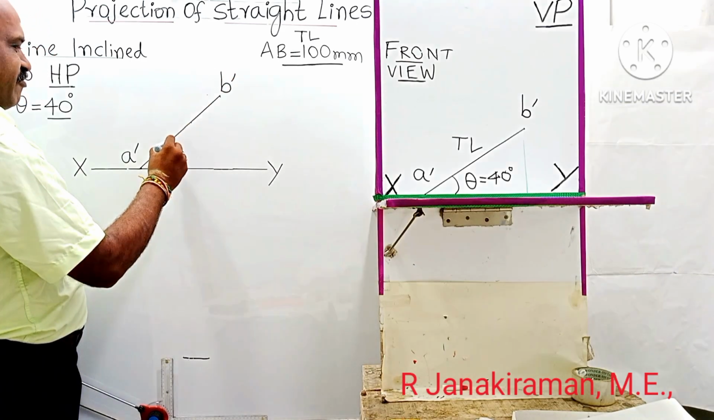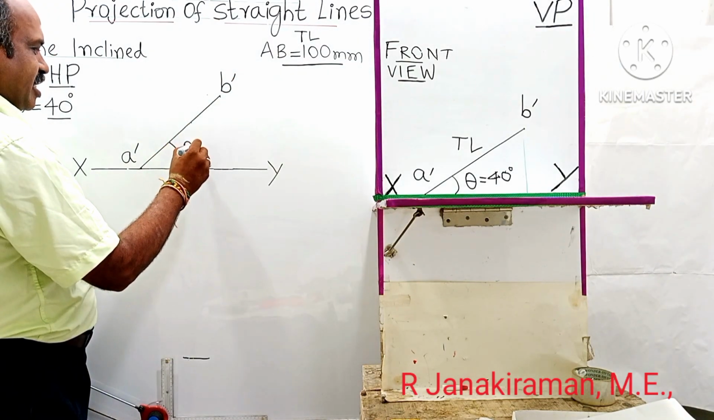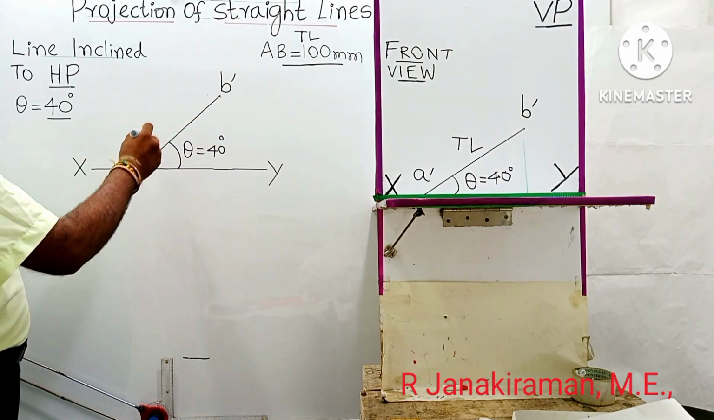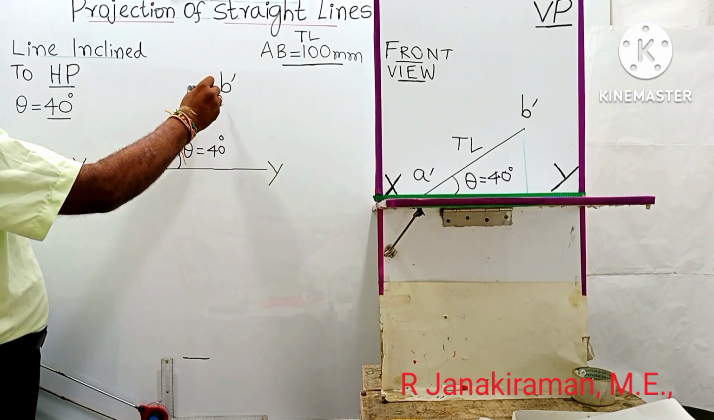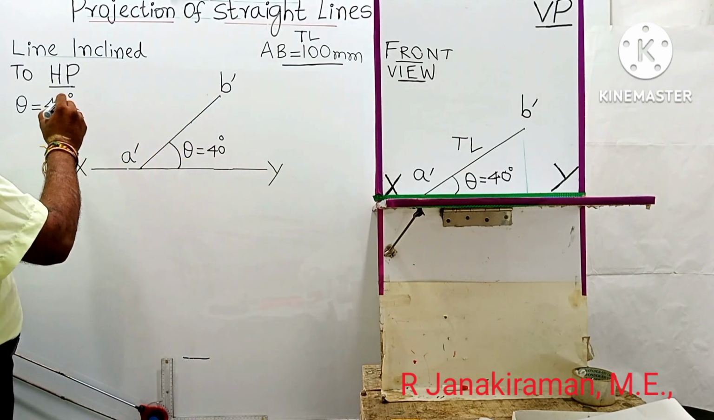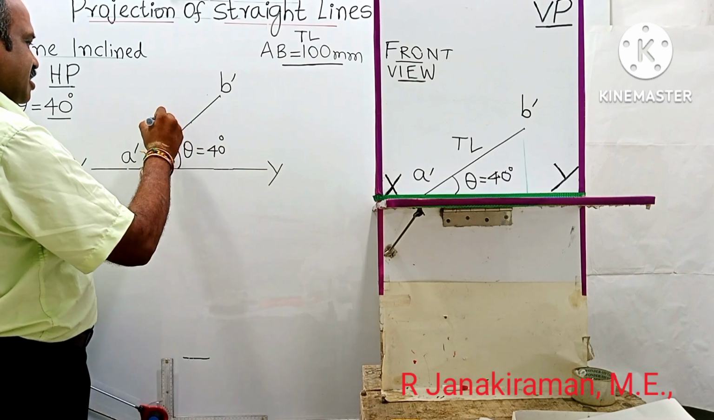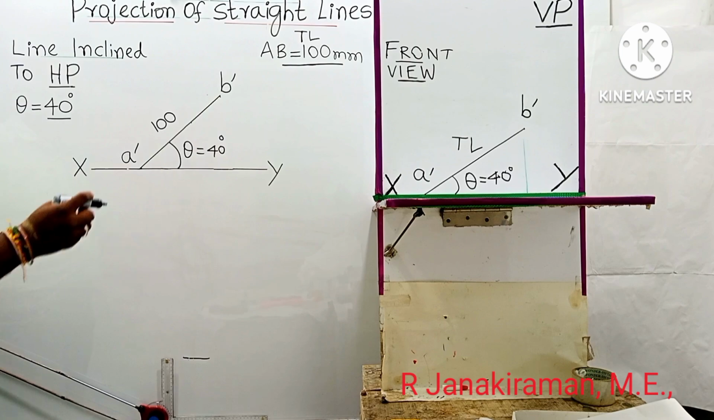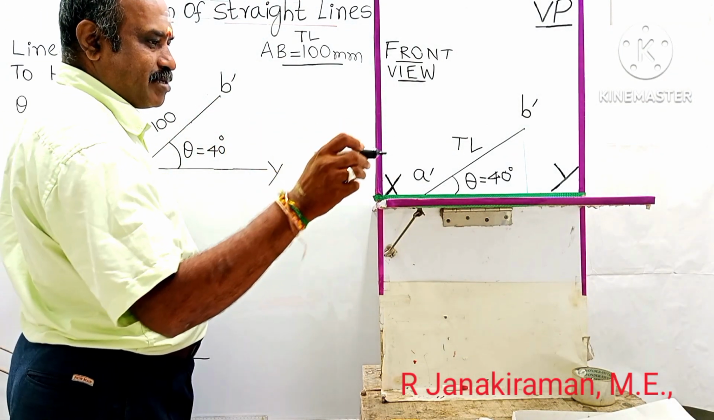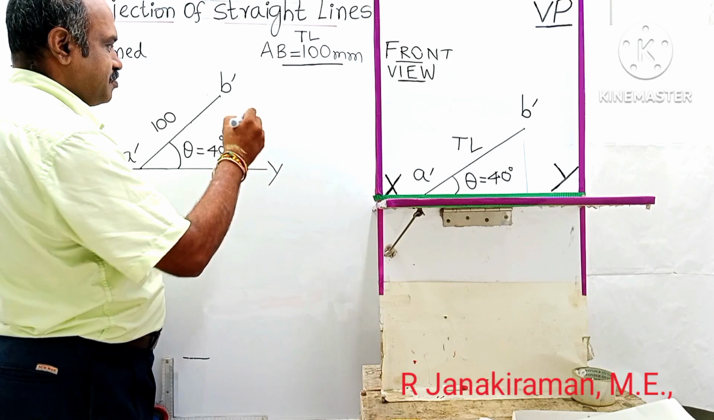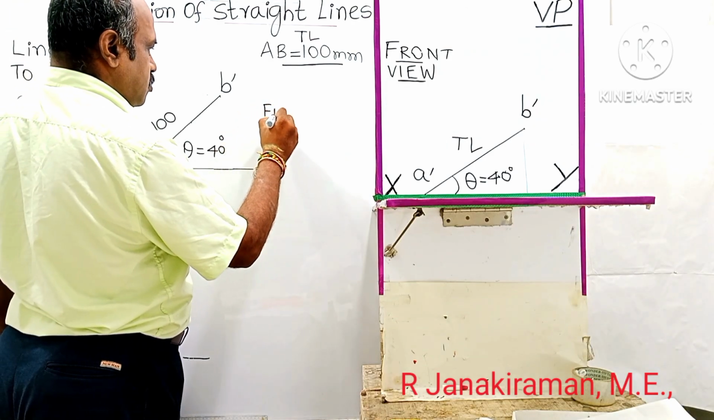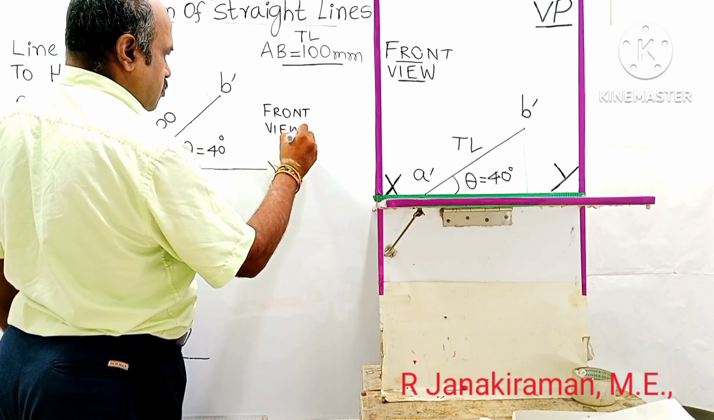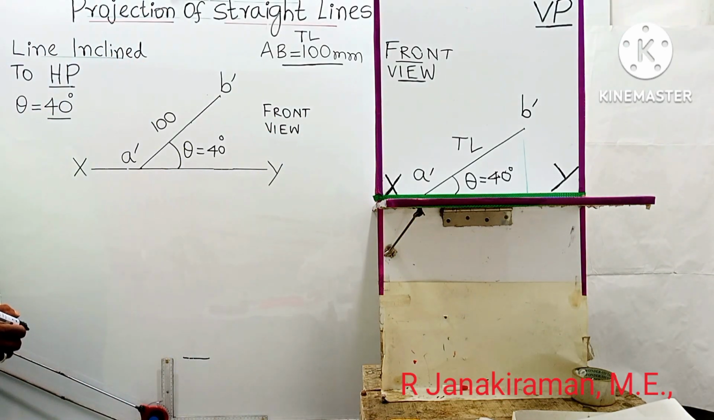This angle of inclination is called theta. Theta is given as 40 degrees. The view obtained is called the front view. The front view will have the true length. Whatever length is given in the question or in the data shall be copied. This is 100 mm. Don't write mm; the number alone is sufficient. The view obtained is called the front view. That comes above the reference line called the XY line.